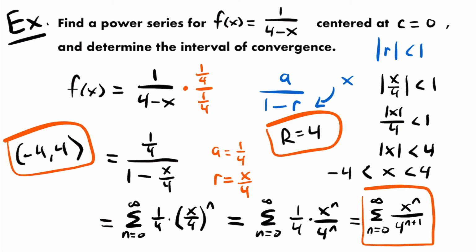Okay, and so that's how we can represent this function as a power series centered at 0, but what if we wanted to represent this same function as a power series, but a power series centered at a different value? Let's say we wanted it to be centered at 1 instead. How would we go about finding that power series?